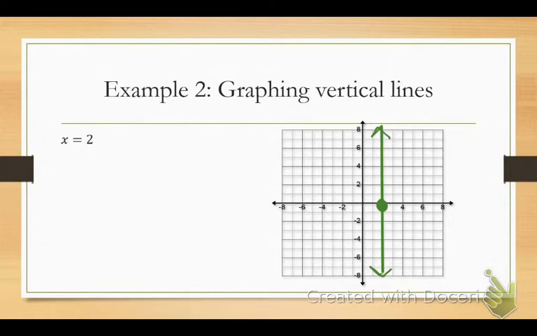All right, so anytime you're just given an x value or just given a y value, you need to just plot the point, and then you draw the line in the opposite direction of the axis. So because the x-axis goes left and right, I plot the point and I draw the line vertically.